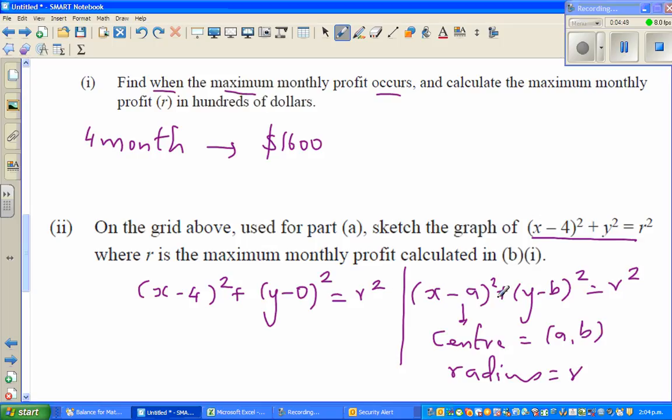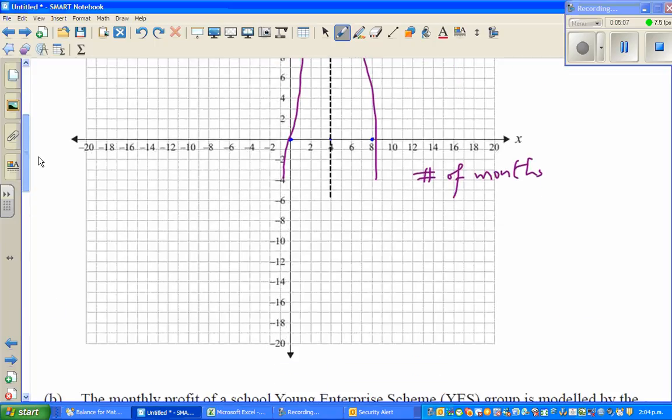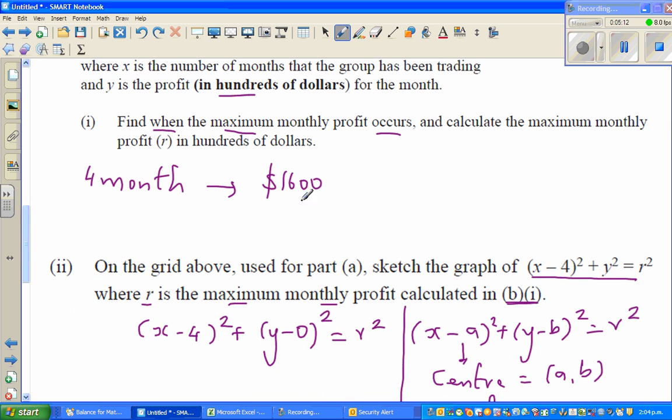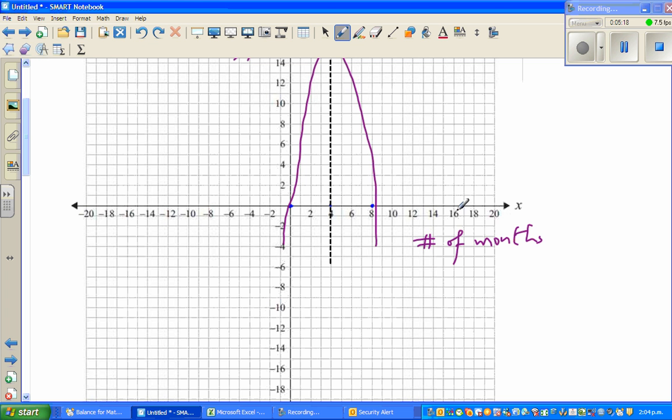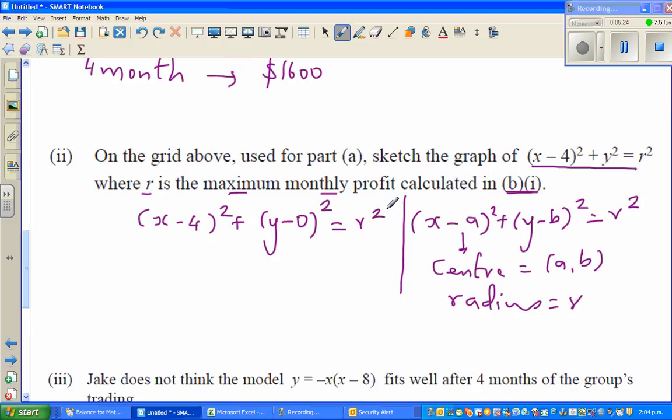So when you compare this with this, let us read the question, where r is the maximum monthly profit calculated in B1. In B1, the maximum profit is 1600. The question is not framed that well, because if you put 1600, the radius would be 40 and you can't draw the circle. You can't draw a circle of radius 40 on this grid. So I'm reading between the lines. What they're trying to tell us is take r as 16, where r is the monthly profit calculated in B1.